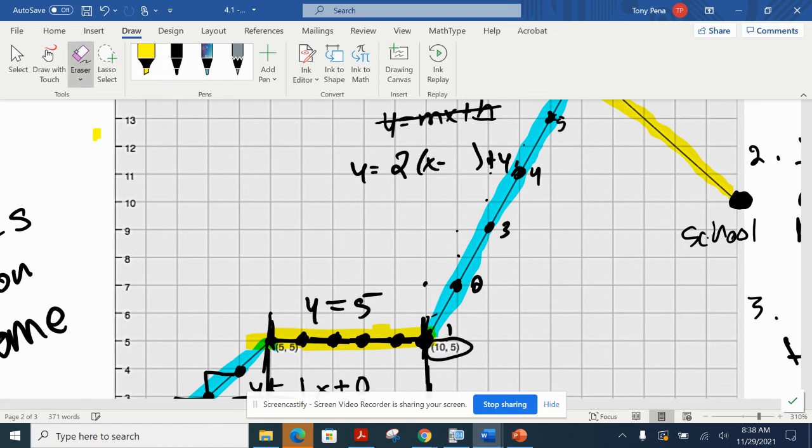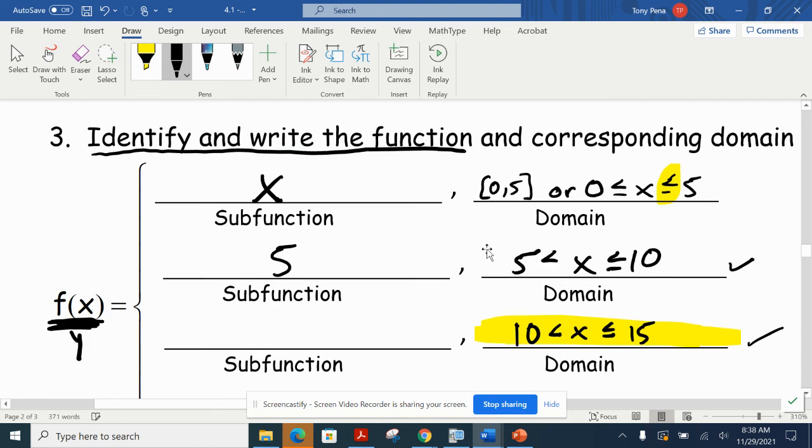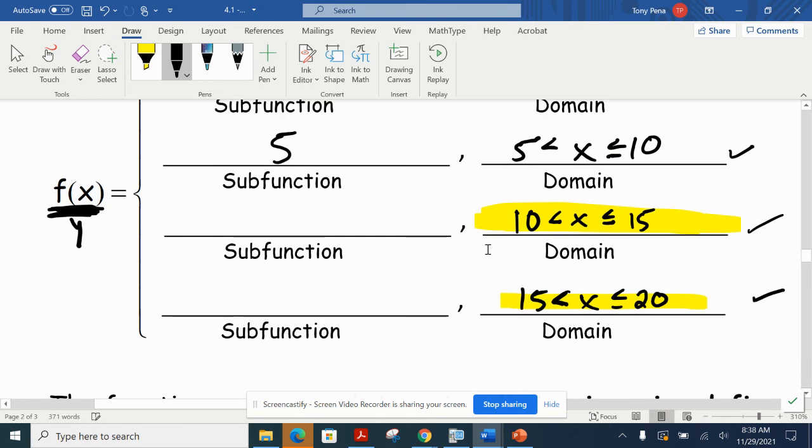So if I pick point number 1 right here, that means I'm going to use 10, 5. So the x coordinate of that point is a 10. The y coordinate of that point is going to be a 5. This is the equation of that line. All right. So take that, put it underneath that third subfunction, and that would be 2, and then it was x minus a 10 plus a 5.